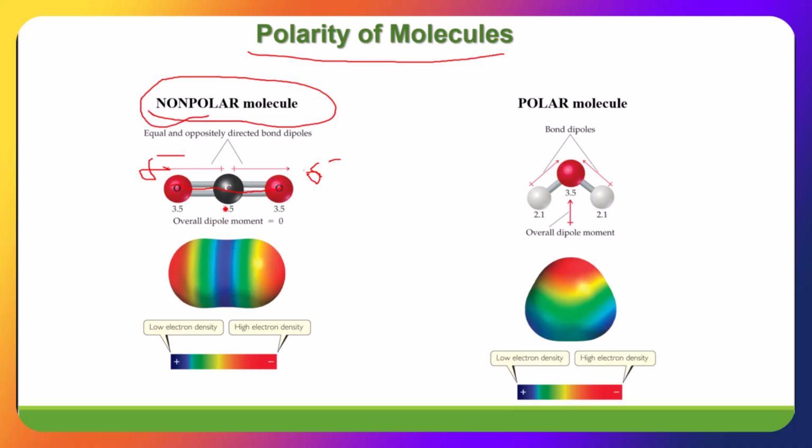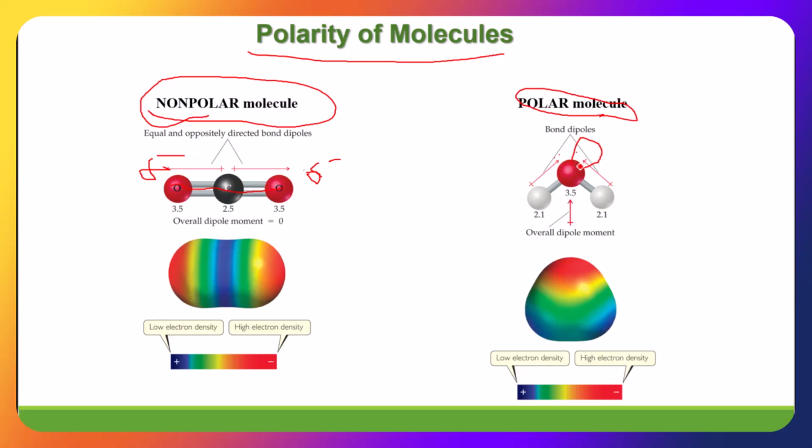So we're looking for a geometry where polar bonds cancel if we're looking for a non-polar molecule. On the other hand, we're looking for a geometry where the polar bonds cannot cancel if we're trying to determine if it's a polar molecule. Water is such a molecule. You have oxygen with a 3.5, and I want you to remember there are two non-bonding pairs of electrons up here.